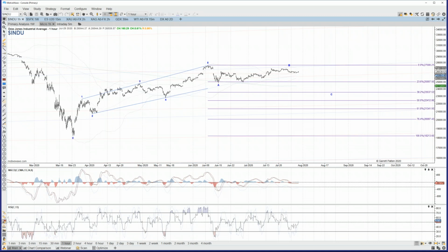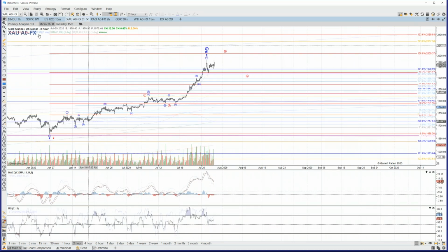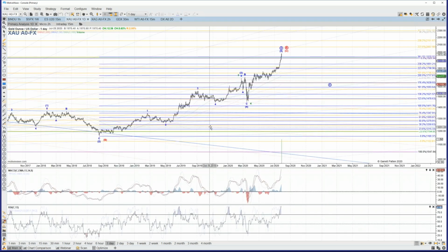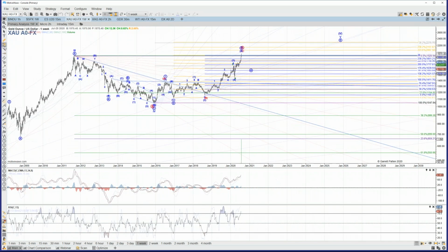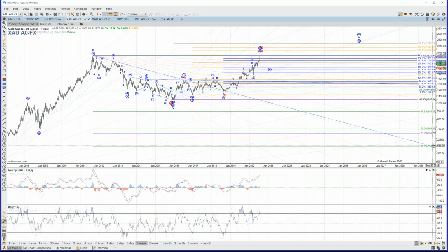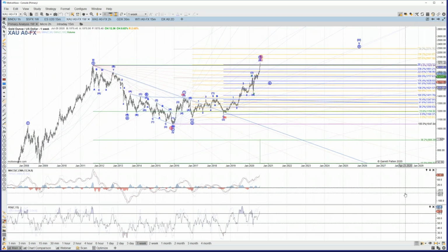Okay, that should address all the questions on the indexes. Let's take a look at gold and silver next. Starting off with the gold chart, I'm going to zoom out here on the weekly, just get a sense of where we are in the higher time frame.